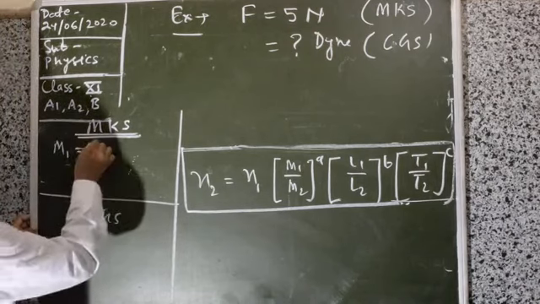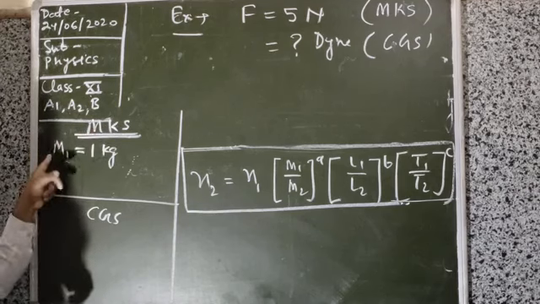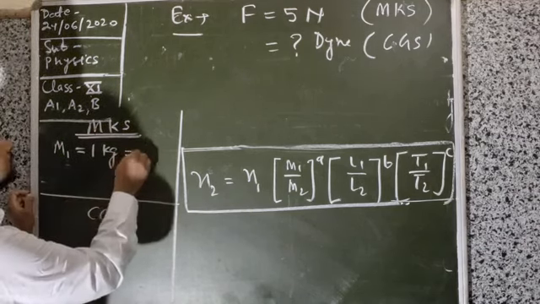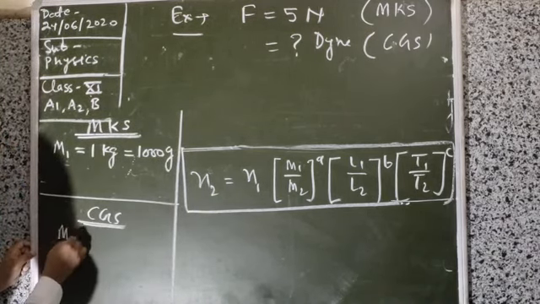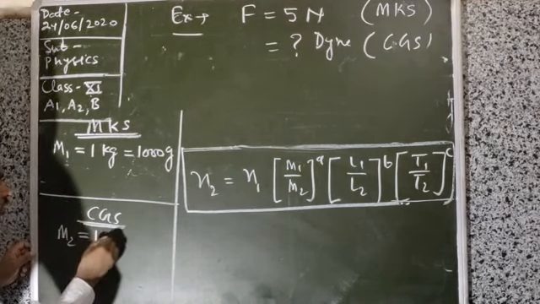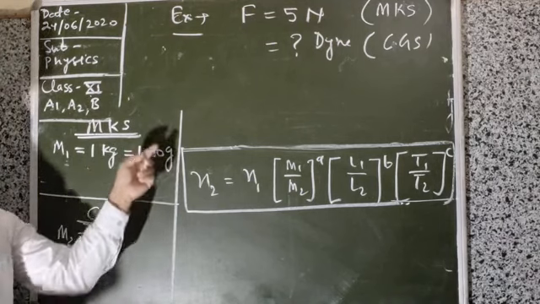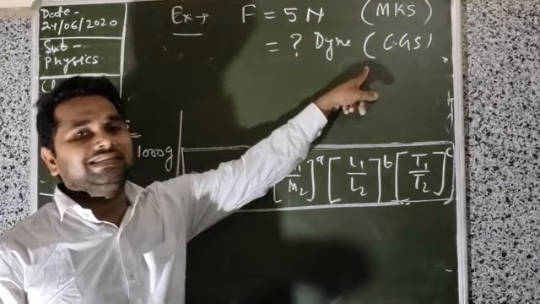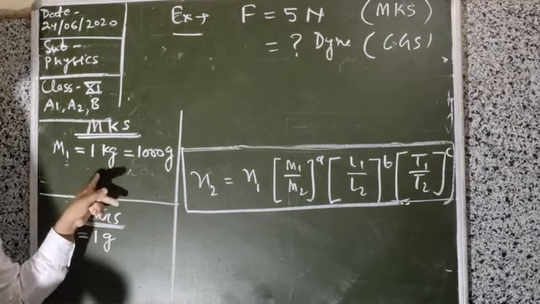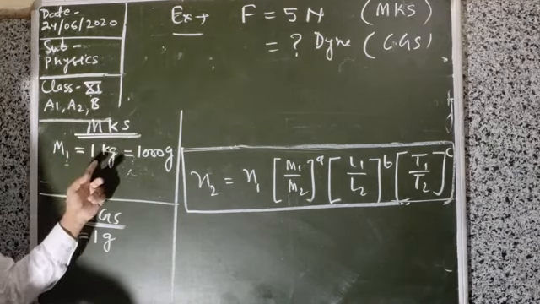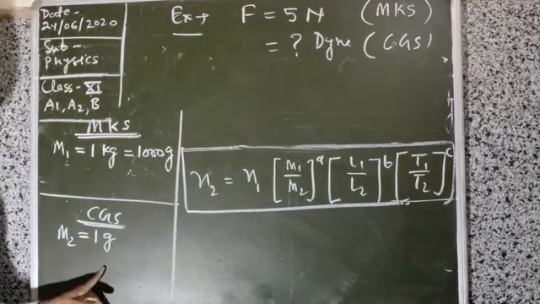Mass is 1 kilogram because it is the MKS system. What is the unit of mass in the MKS system? Kilogram. So 1 kilogram equals 1000 gram. Similarly for CGS, M2 equals 1 gram. Why have we converted this 1 kilogram into gram? Because we have to convert the numerical value into CGS, so we have to put both in CGS. We know that M1 is 1 kg, but to convert it into CGS we write 1 kg as 1000 gram. M2 equals 1 gram.